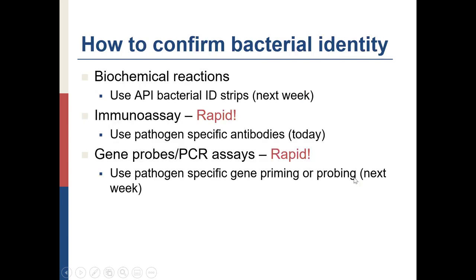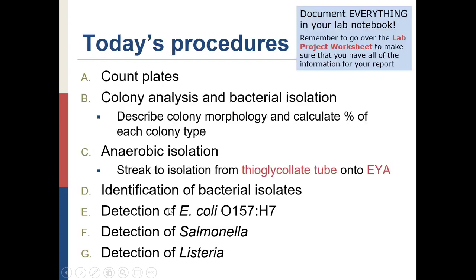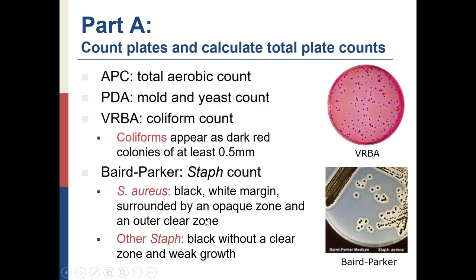There are a few ways that we're going to be able to confirm a bacterial identity. We have our biochemical reactions, which are the API bacterial ID strips, which will be next week. Then we have immunoassays, which use pathogen-specific antibodies. And then we have gene probes, or PCR assays, which use pathogen-specific gene primers or probes. You don't have to document anything in your lab notebook because you're not turning that in anymore, unfortunately, but make sure you know this information. It'll be helpful for the final.